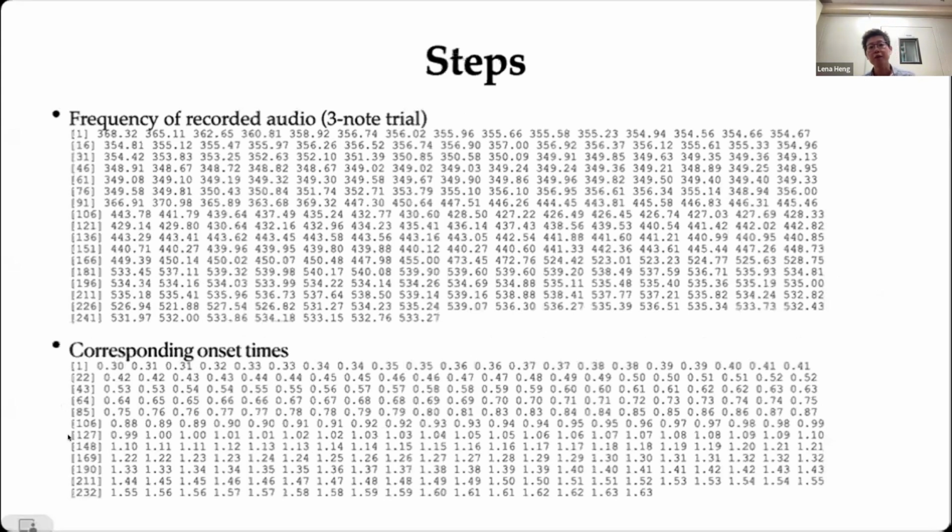So in the singing app, audio data from participants are saved as frequency values sampled every 500 milliseconds. This shows an example of a 3-note trial. So you can see just loads and loads of numbers.